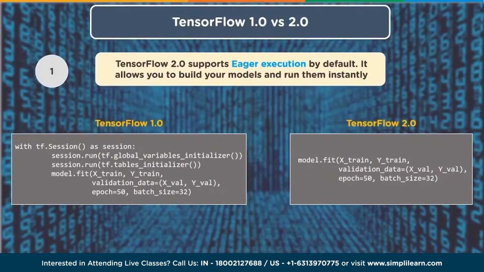The first thing is that TensorFlow 2.0 supports eager execution by default. It allows you to build your models and run them instantly. And you can see here from TensorFlow 1 to TensorFlow 2, we have almost double the code to do the same thing. If I want to do it with tf.Session, as a session, session run, you have your variables, your session run, you have your tables initializer, and then you do your model fit: X train, Y train, and then your validation data, your X value, Y value, and your epochs and your batch size. All that goes into the fit.